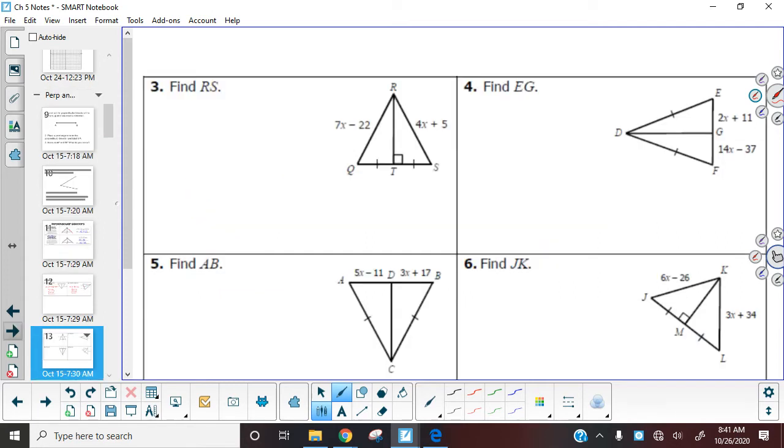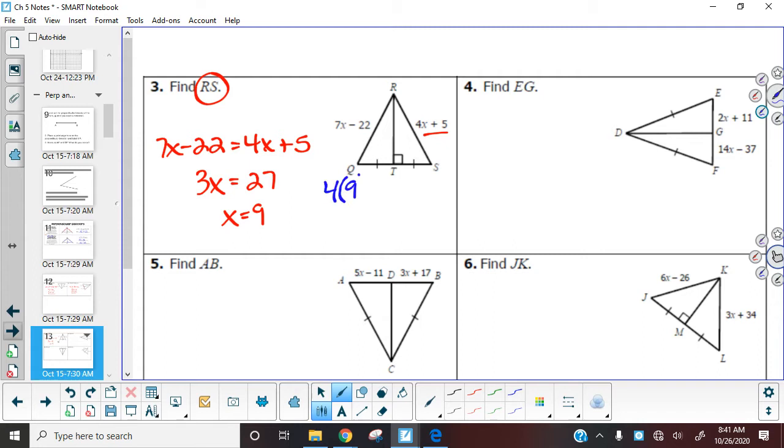If we look at the next couple examples, it's more of the same. When you look at number 3, again, we have that perpendicular bisector, so we know that those two pieces are going to be equal. When we solve, we get 3x on the left, 27 there, we get x equals 9. The only thing we have to be careful of is we have RS is what they're asking for. So now we need to substitute into 4x plus 5. And so then we get 36 plus 5, which is 41 for a value of RS.